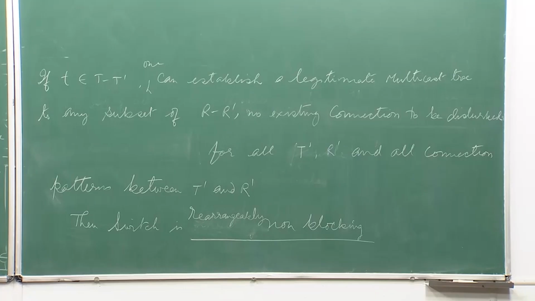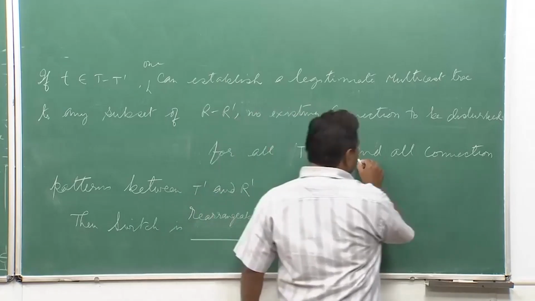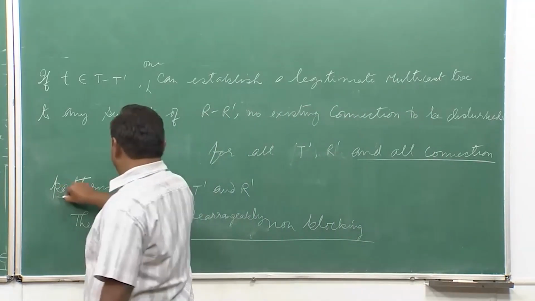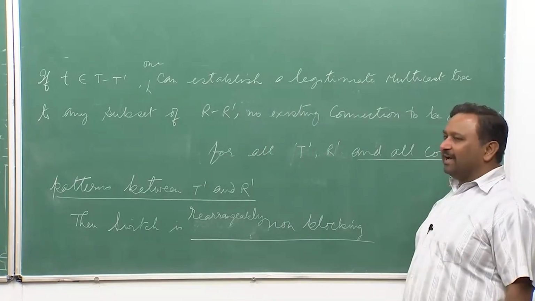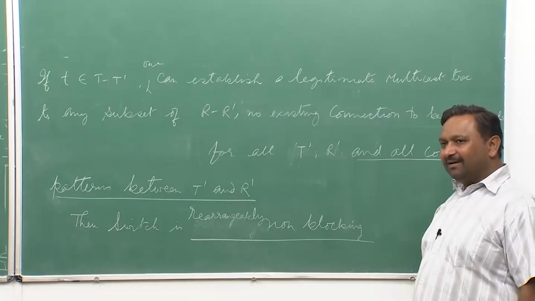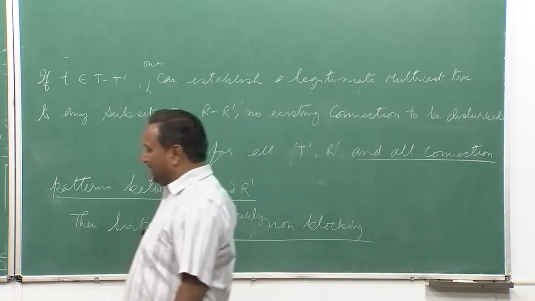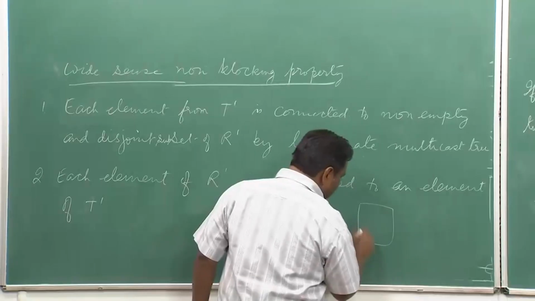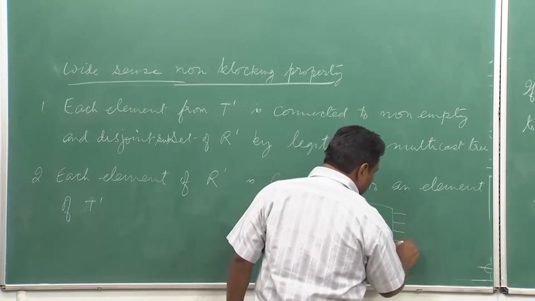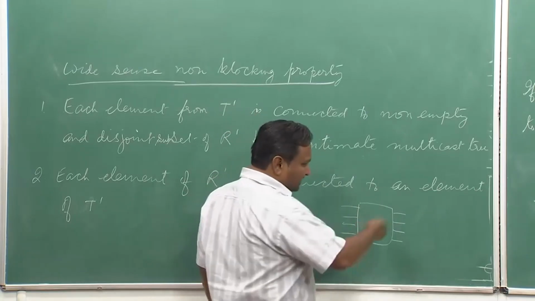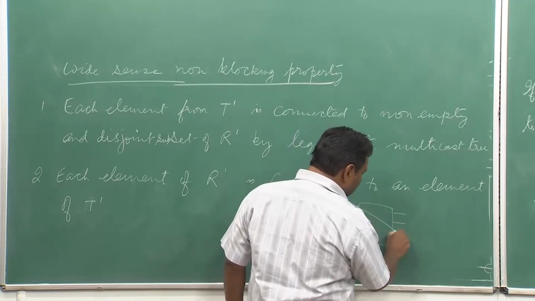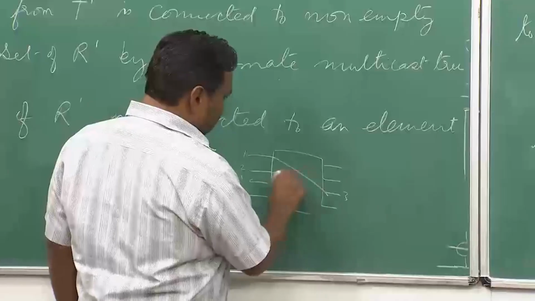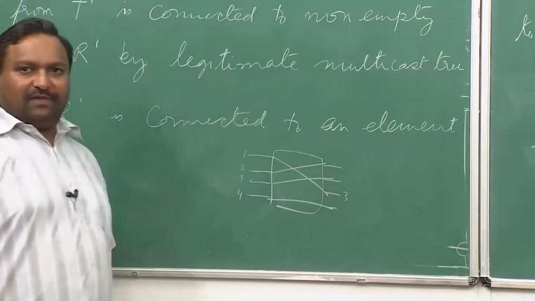And this can be done for all T prime, R prime, and this is the important thing, not all connection patterns between T prime and R prime are permitted. For example, if I look at a 4 by 4 switch, I am just taking an example, I can set up 1, 2, 3 and 4 to 1, 2, for example 3, and some configuration like this.